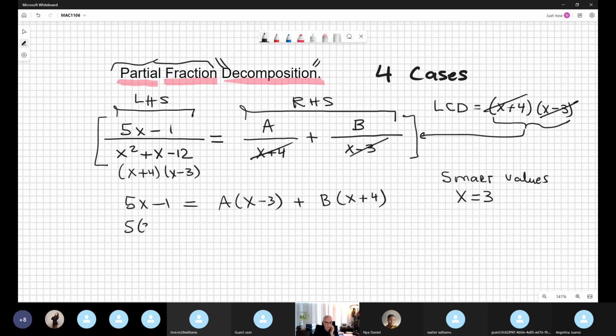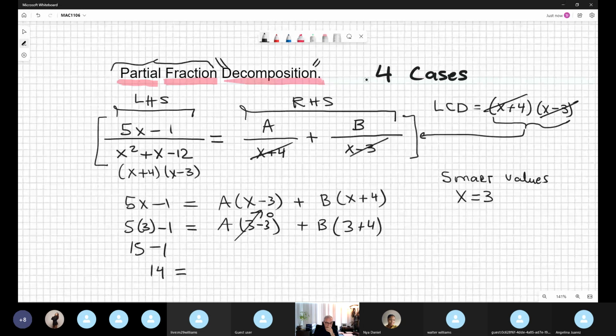5 times 3 minus 1 is equal to A times 3 minus 3, which is 0, so it's gone. Now that part is 0, it is gone. 0 times A disappears, plus B times 3 plus 4. This is 15 minus 1, which is 14, equal to B times 7, no? Because 4 plus 3 is 7. Therefore, divide by 7 on both sides, B is 2. Boom, I found at least B.